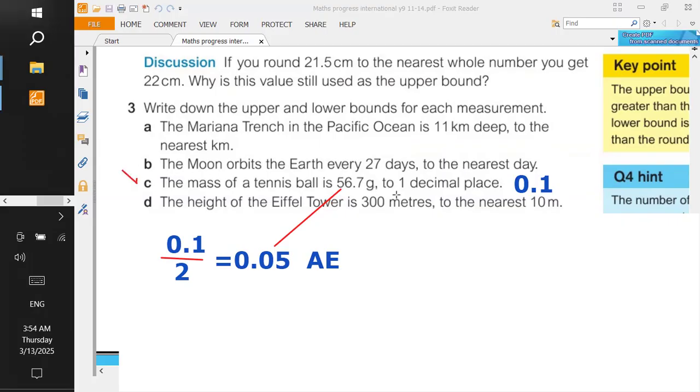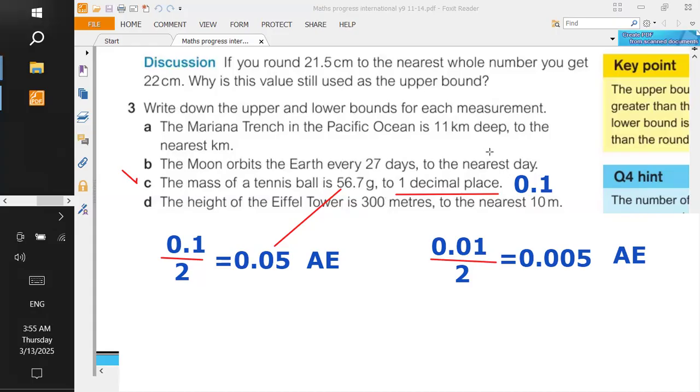Now, if the question says two decimal places, the number will be what? Very good. 0.01. So basically, one decimal place, 0.1, two decimal places, 0.01. And you do the same steps by dividing by 2, and you'll get 0.005, which is the absolute error. Use it, add it with the original, and subtract it with the original to find the upper and lower bound. So we need to understand that the words after the word nearest are very important.